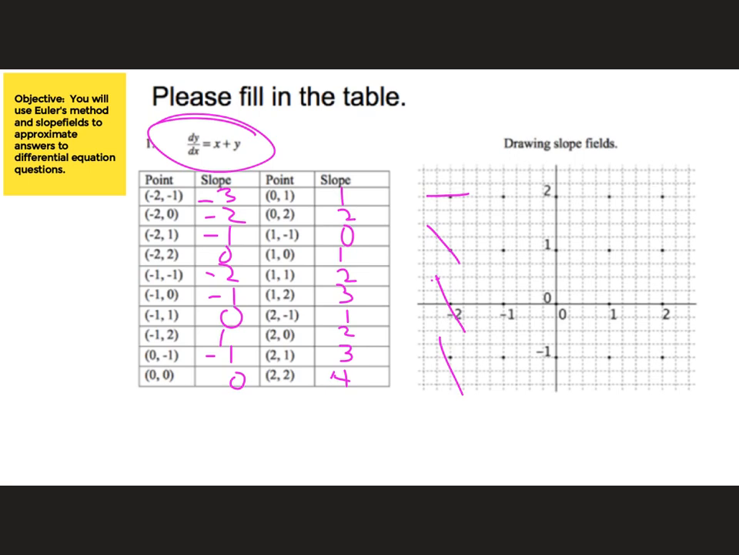And at -1, 2, it's 1. At -1, 1, it's 0. At -1, 0, it's -1. At -1, -1, it's -2. Do you get the point?